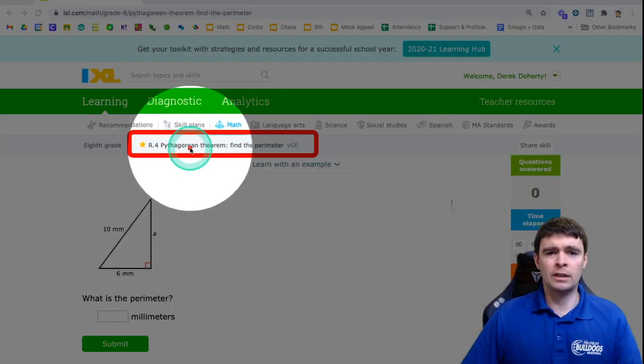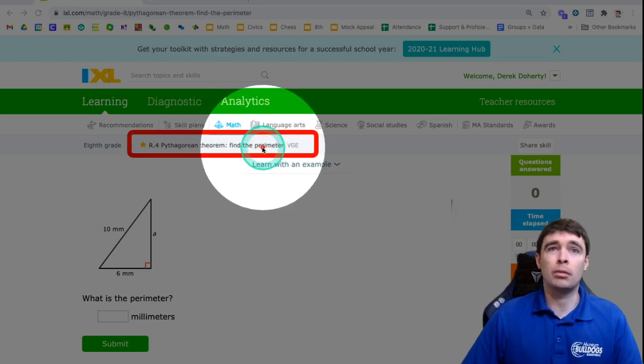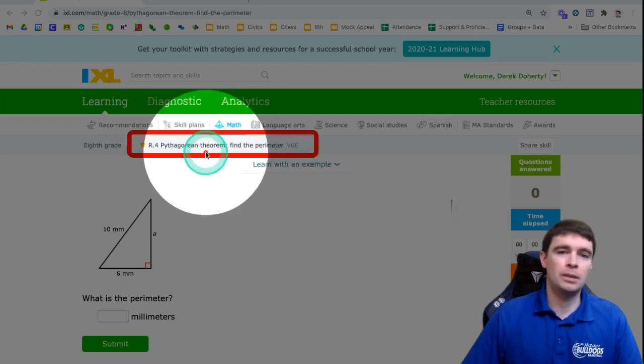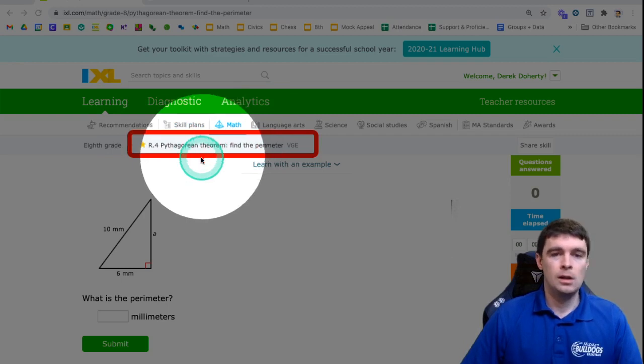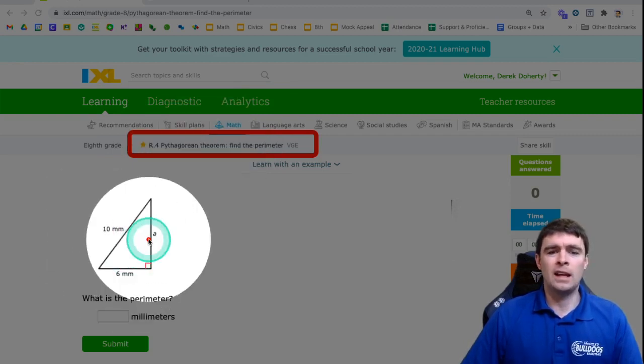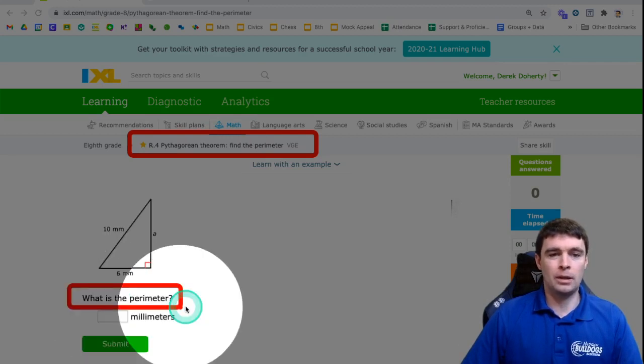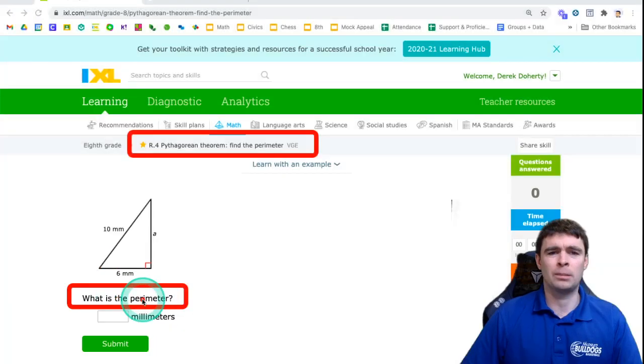about the Pythagorean theorem, and specifically you can see in the assignment title this is all about finding the perimeter of a triangle by using Pythagorean theorem. So we see our right triangle here, 10 millimeters, 6 millimeters, and A, and the question asks us, what is the perimeter? We see that question right there, what is the perimeter?